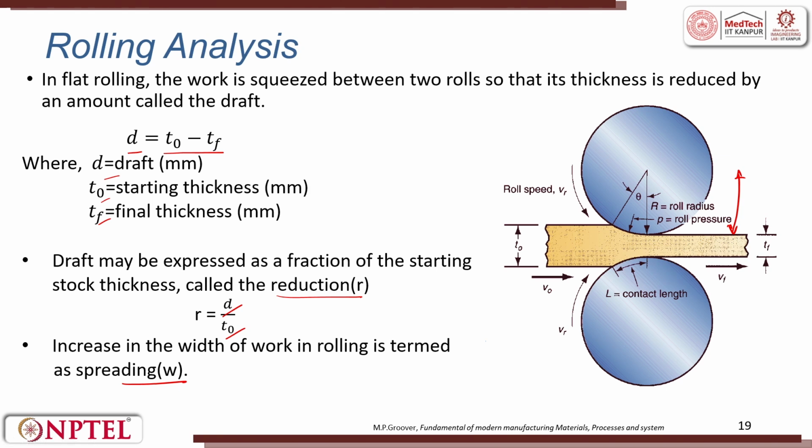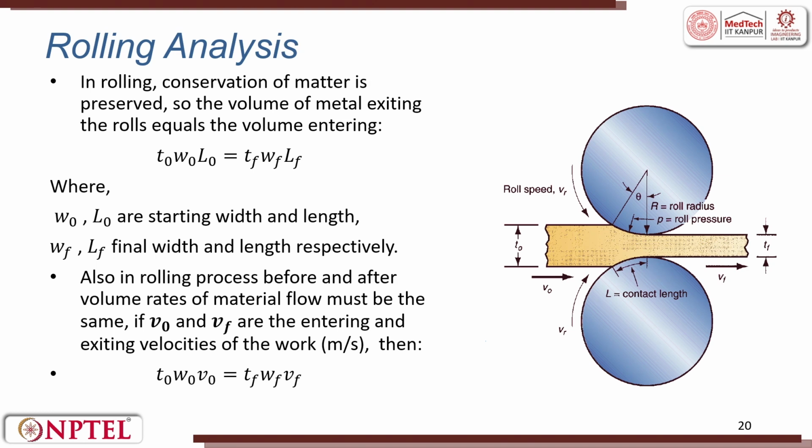Let me come to it further. The volume is always preserved, that is conservation of matter as discussed. That means T0 W0 L0 is equal to Tf Wf Lf, that is volume stays the same, where W0, L0 are the starting width and length, and Wf, Lf are the final width and length respectively. Here, as I mentioned, V0 and Vf are the initial and final velocities, and T0 W0 V0 is equal to Tf Wf Vf.